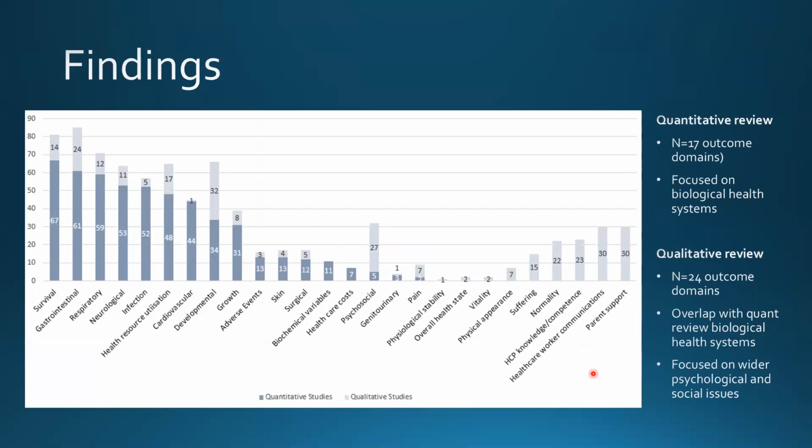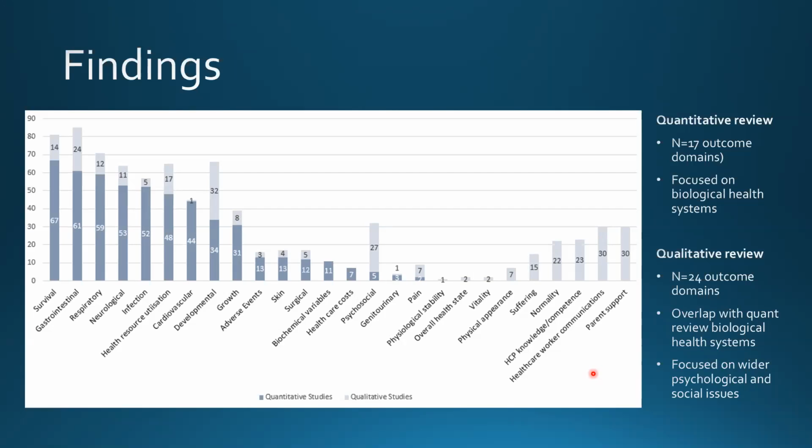In terms of how many from the quant review and how many from the qual review contributed to each one of those outcome domains, this graph represents that distribution. In terms of survival, on the far left-hand side of this graphic, you can see that 67 of the trials in the quant review measured survival in some way, and 14 of the studies in the qual review measured survival in some way.